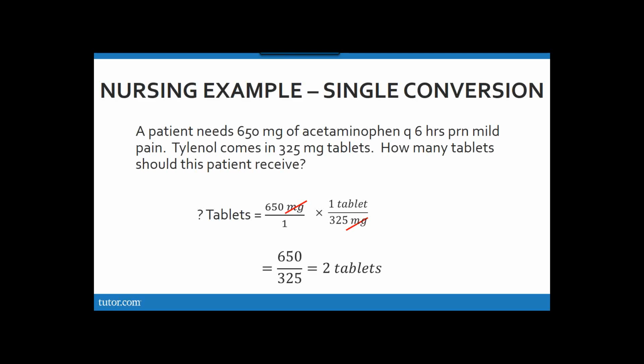So that one had fewer conversion factors, I'll put it that way, than the first example, but certainly a different context. So are there any questions with this example?